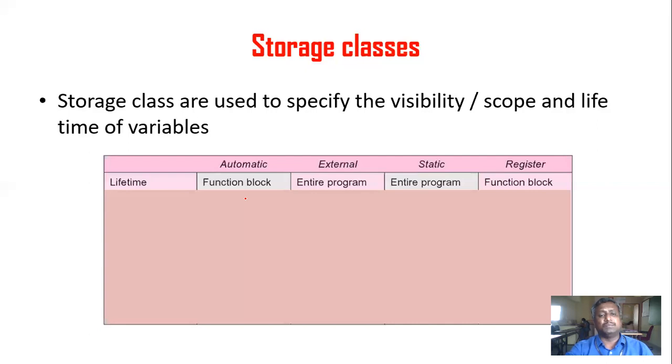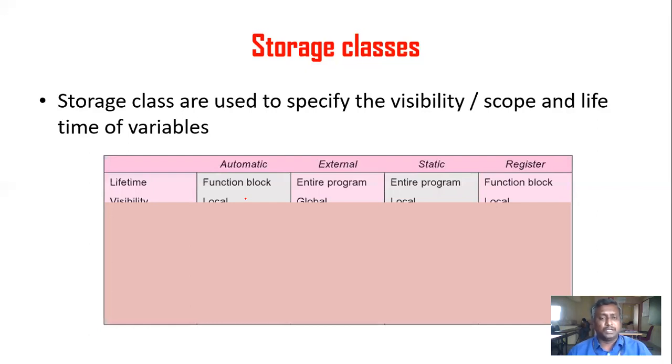The next one depends on the visibility: how far we can see a particular variable. We cannot see all the variables at all places, so the visibility is also determined by the different types of storage classes. When it is the automatic storage class, the visibility is local to a function block, local to a procedure block, local to a main block, or to a class. It will have visibility only to a particular block.